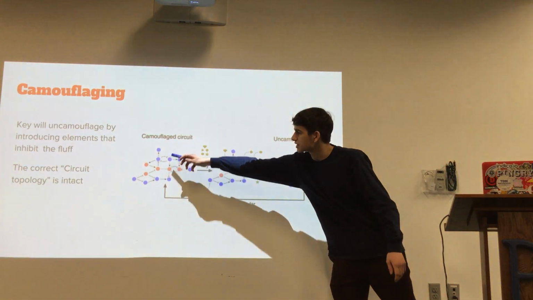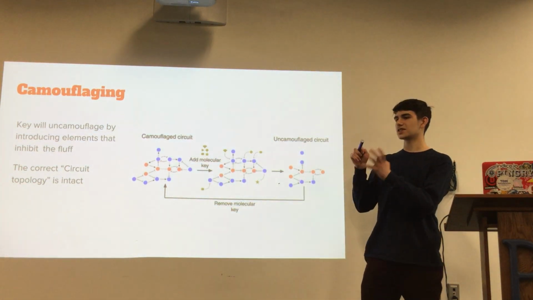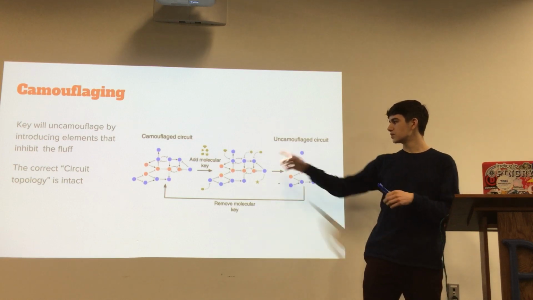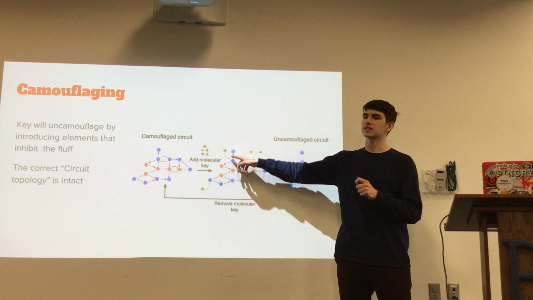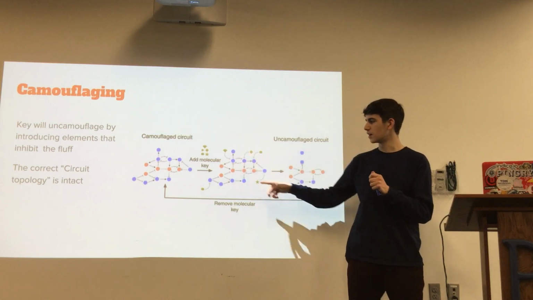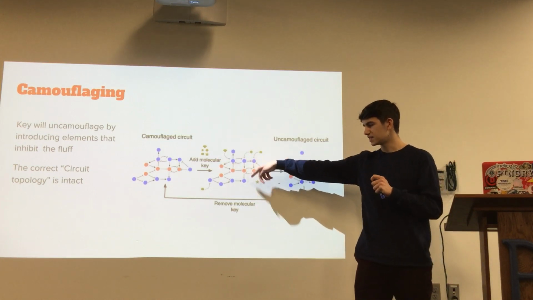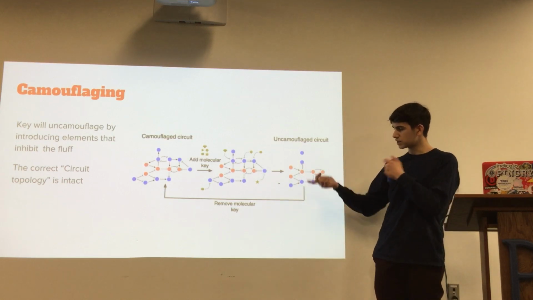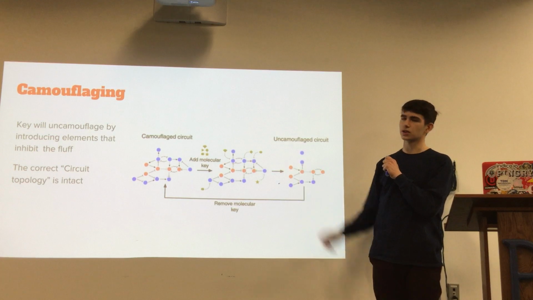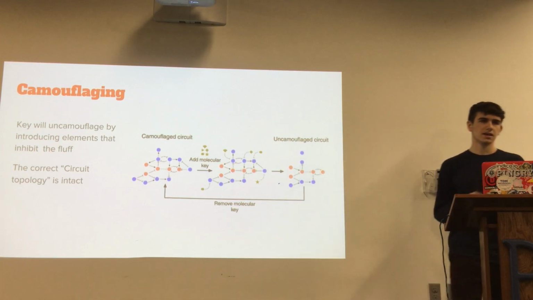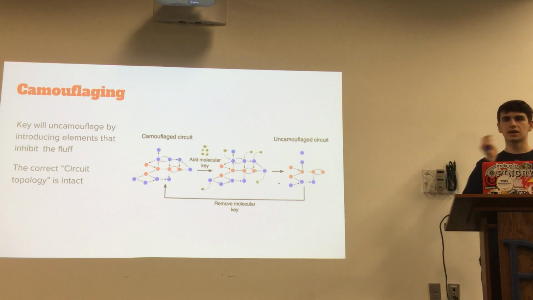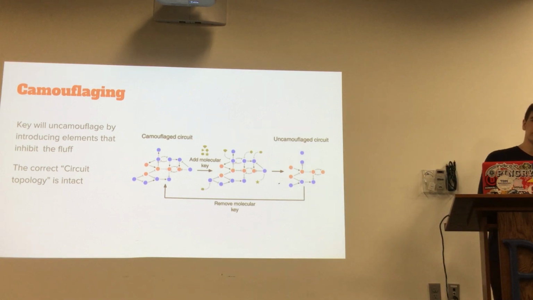So this is the real circuit, this is the fluff, and it's affecting the circuit in a way that'll make it not functional. And then once you add this molecular key, what you're essentially doing is inhibiting all the parts of the fluff that are interacting with this circuit, and then you get the correct one. And once you take the key out, the circuit will work again. So it's more easily reversible than the other type, but we'll talk about that later.